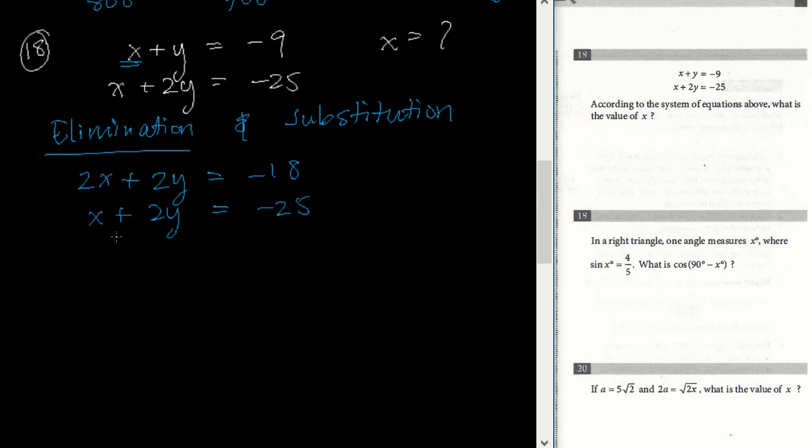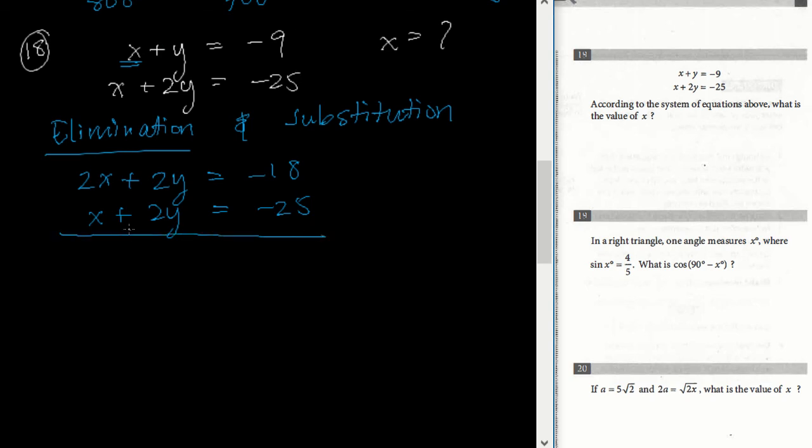If you're wondering how I know that I need to multiply by 2, say for example this were 2 and this were 3. What you need to do is find the lowest common multiple of your coefficients, and that will tell you which coefficient you need to multiply the first equation by, and the same thing for the second equation. In this case, it's very straightforward. The lowest common multiple of 1 and 2 is 2, so we'll multiply the first equation by 2.